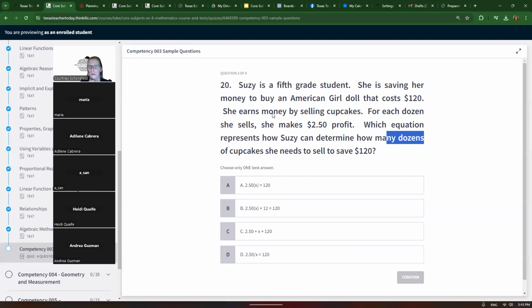Good. Yes. B almost got me too, because I was thinking it was asking how many cupcakes she needs to sell, but it says how many dozens of cupcakes. So if it said how many cupcakes, then it would be B, right? And then C and D don't make sense.